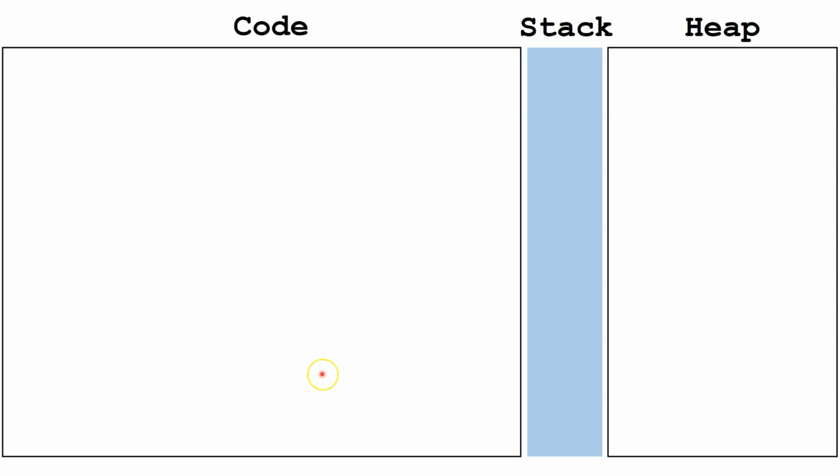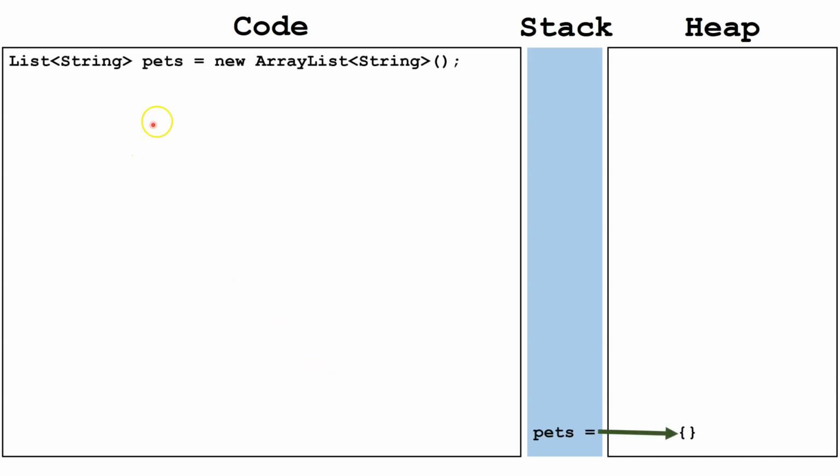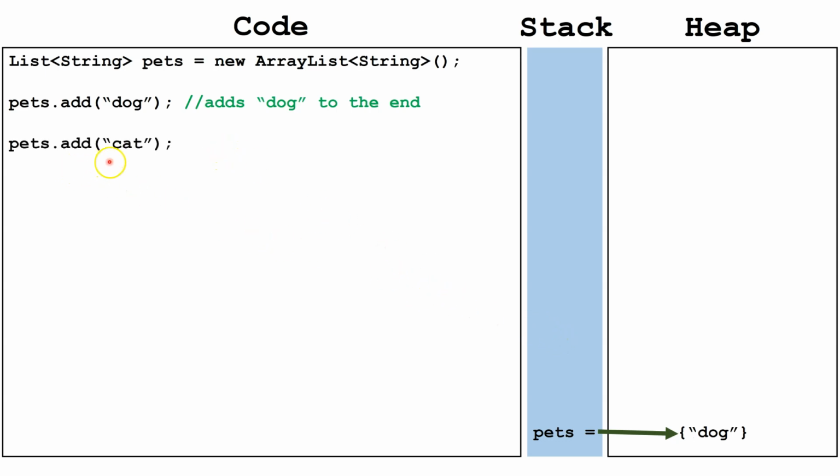Now let's look at how we can use ArrayLists in more detail. Here we're creating a new instance of an ArrayList with the reference variable pets. We are adding the string dog by using the one-parameter add method. The one-parameter add method adds it to the end of the ArrayList. Next, we are adding a cat. Again, it will add it to the end of the ArrayList on the heap.